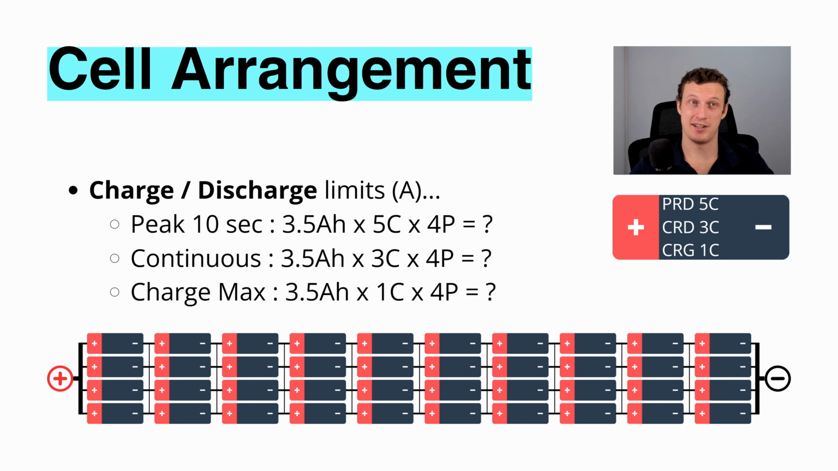Charge and discharge limits. So we know on our cell the peak rated discharge is 5C, the continuous rated discharge is 3C, and the continuous charge is 1C. So let's work that out together. The peak 10-second discharge is the cell capacity times its C rating, and then times by the number of cells in parallel. Same for the continuous and the charge rating.